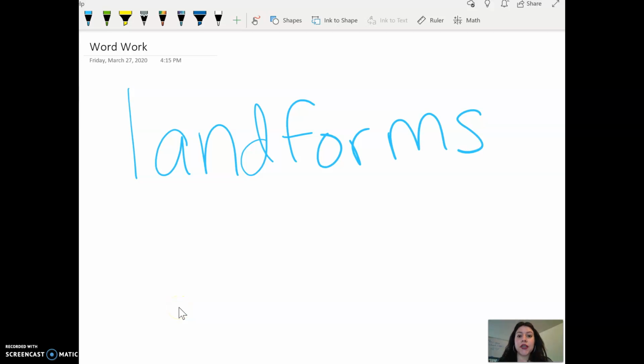Hi guys, today we are going to be doing a different type of guided reading book. But before we do that, we're going to look at the word work for this book before we get started, okay? So this word that I have here is a compound word.